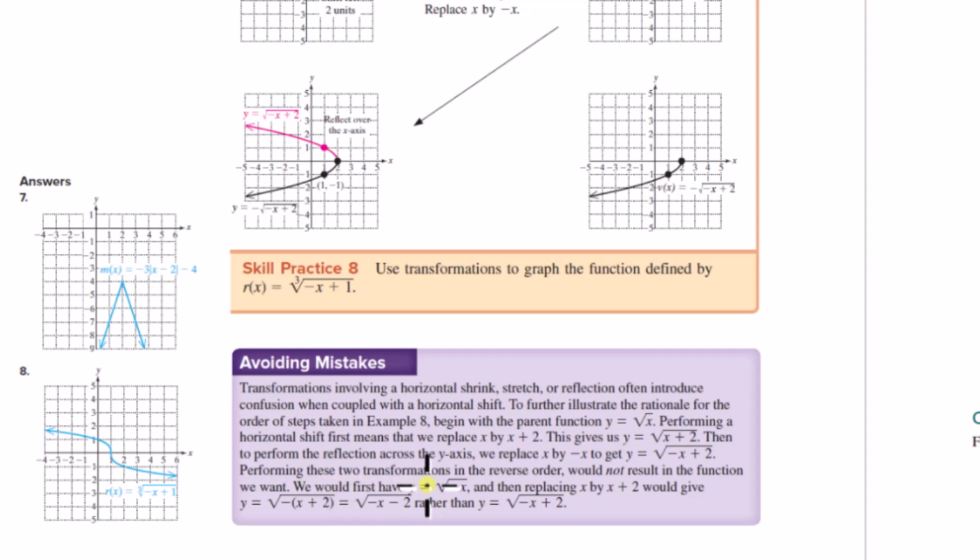But if we do this in the reverse order, what happens? You first reflect, and then you replace x by x plus 2, and you get this: the square root of minus x minus 2, you see? What you wanted was this, and you instead got this. You see? So just keep that in mind.